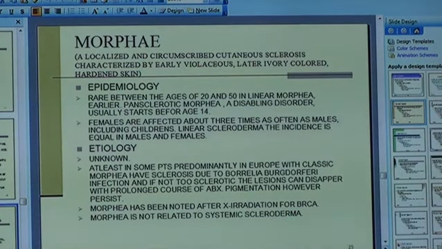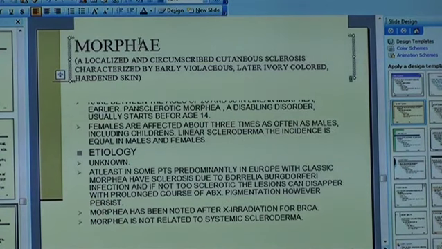Morphea has been noted after... It's called morphea, sorry. I think it's misspelled here, but I'm not sure. How do you spell morphea? M-O-R-P-H, E-A, I think. Yeah, you just spelled it differently, so we'll correct that. See, it even happens to the best. Okay, yeah, it's morphea.